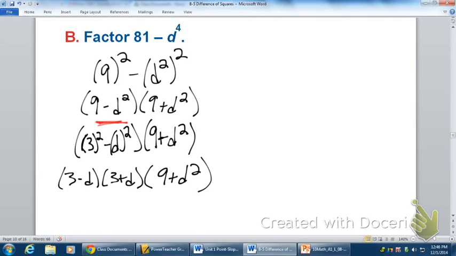It doesn't matter if you switch everything around as long as they match up. As long as you have d minus 3 and d plus 3, it's fine. As long as everything else matches up, you're fine.